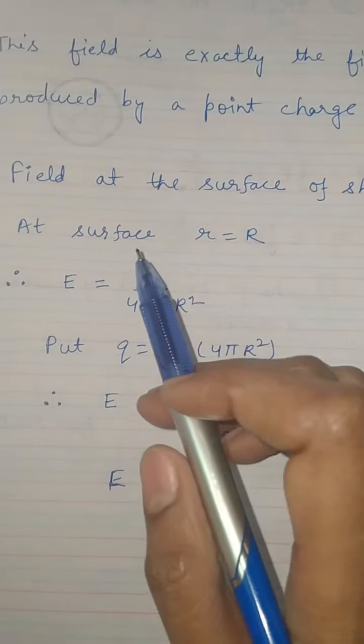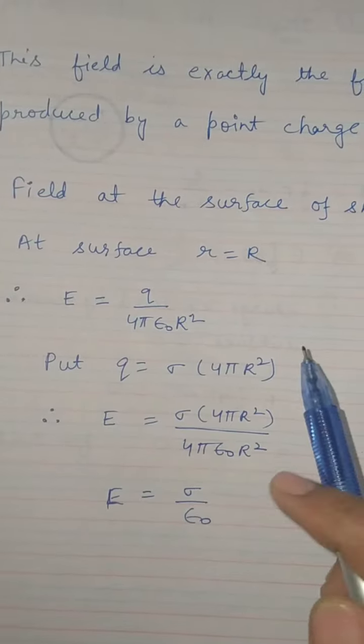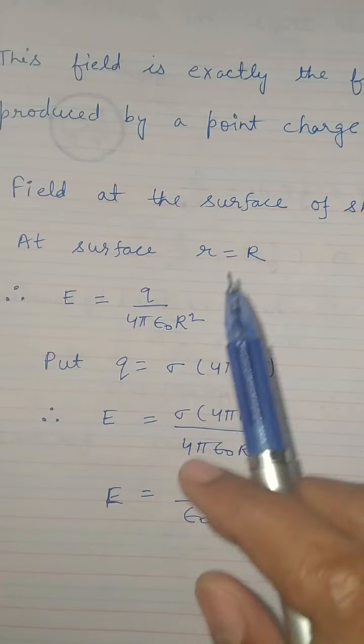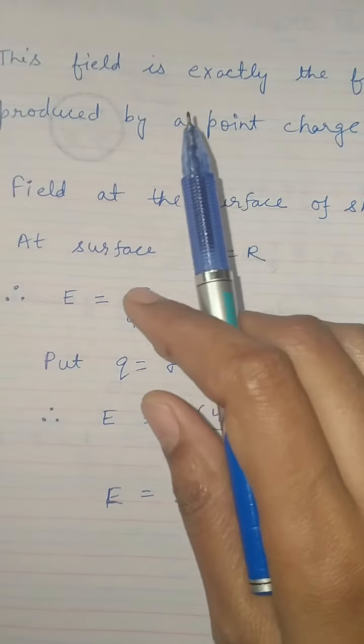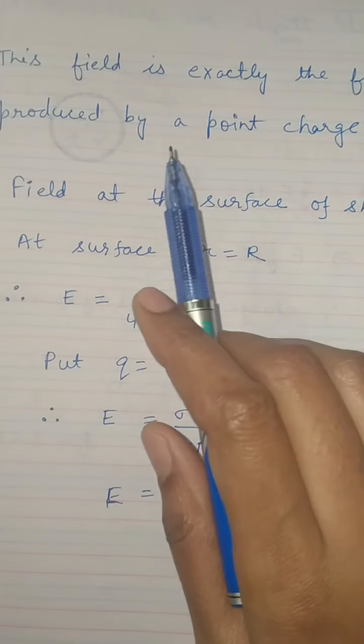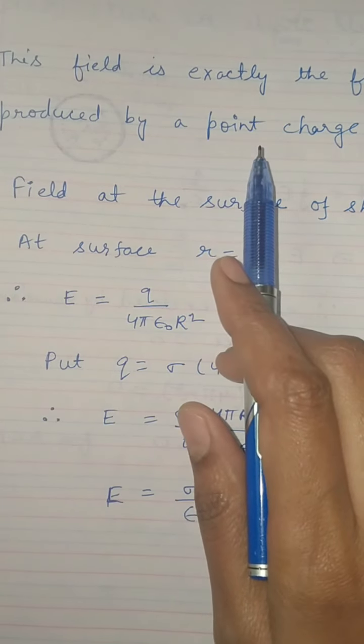So this field is exactly the field produced by a point charge. So this case is similar to the previous case in which we calculated the electric field due to a point charge.